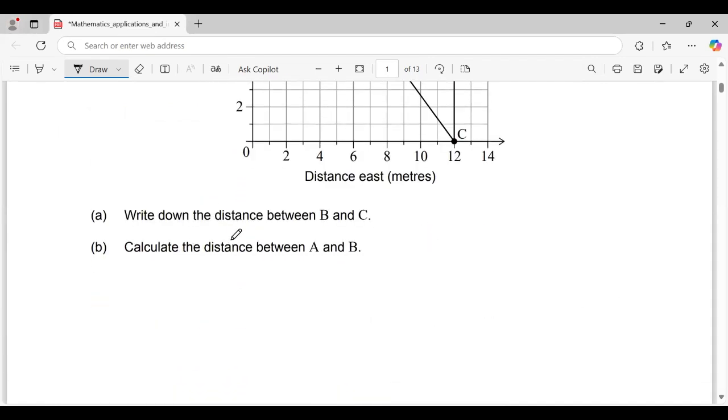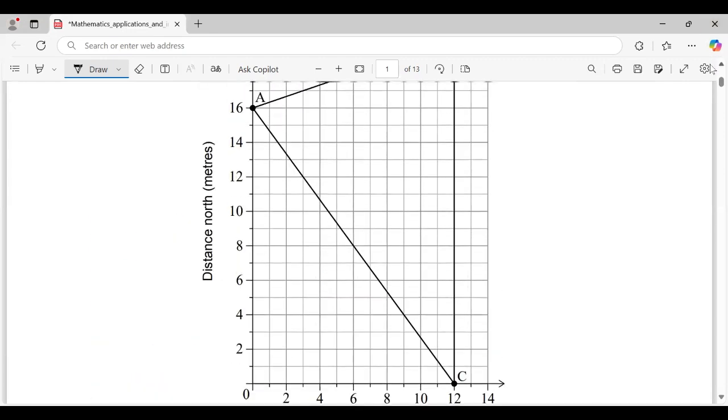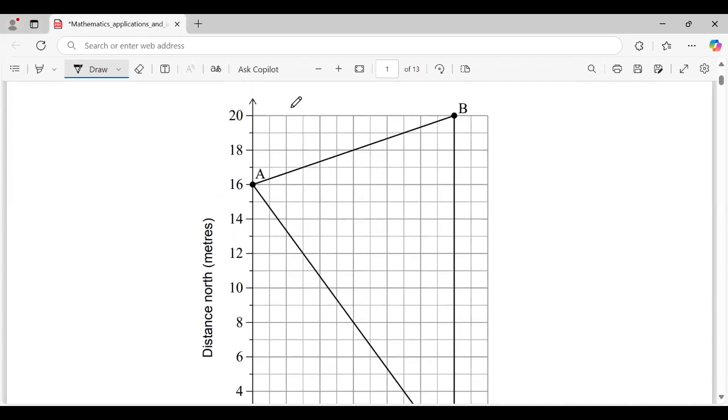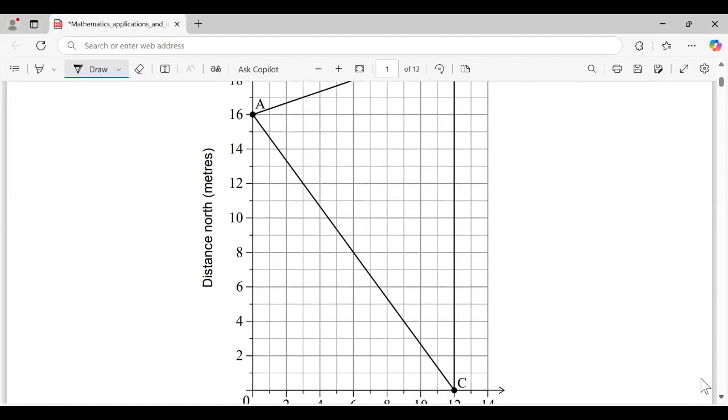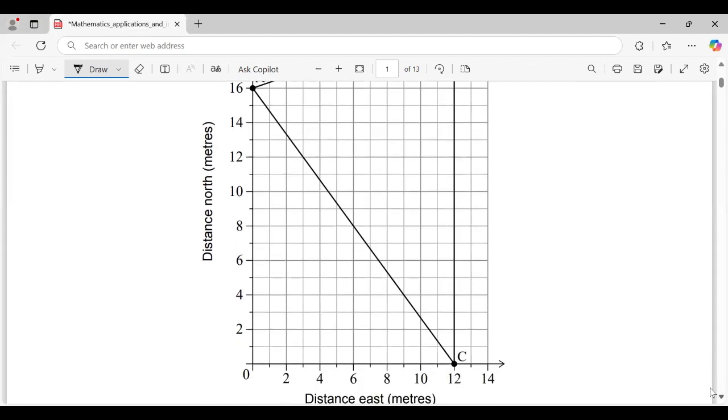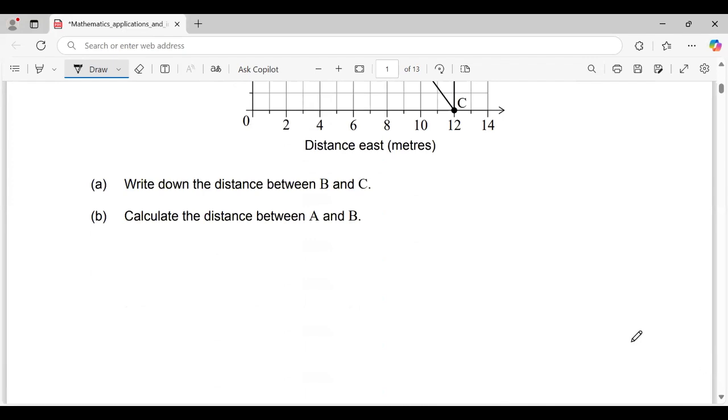Write down the distance between B and C. Between B and C, the distance is 20. So B and C is 20 meters.